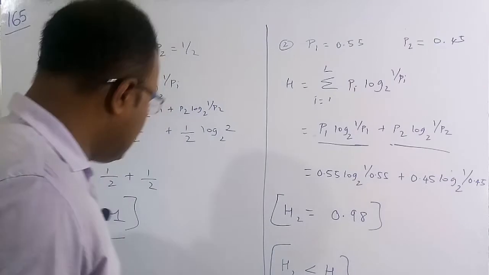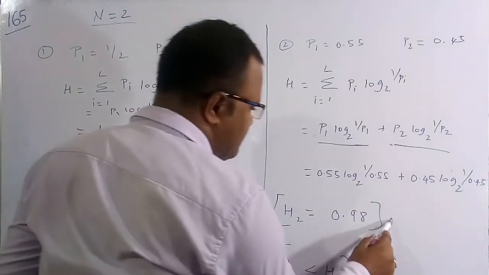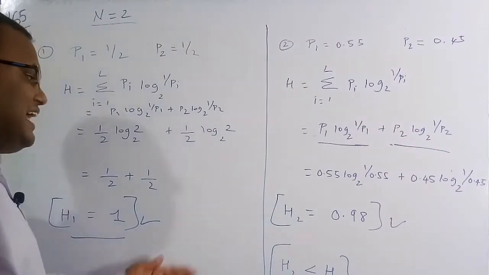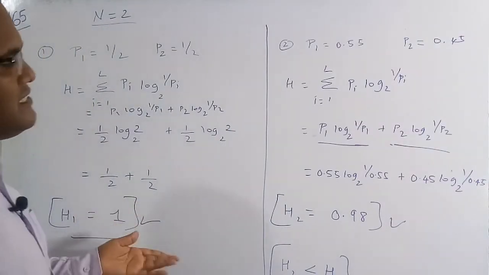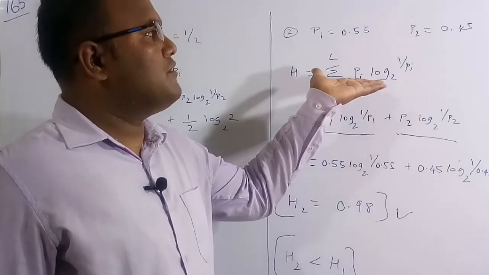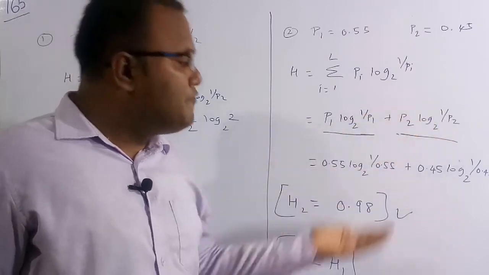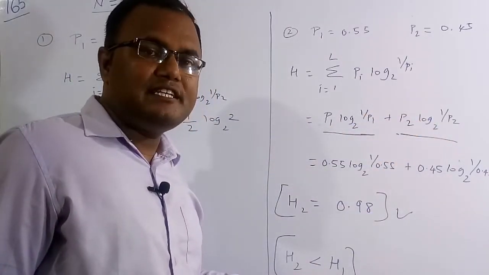So we can conclude that for the first case the entropy value is 1, and for the second case the entropy value is 0.98, which is lesser than the previous one. So we can say that because of increasing the probability of the first by some factor and decreasing the probability of the second by the same factor, we are going to get an entropy which is lesser than the previous one.